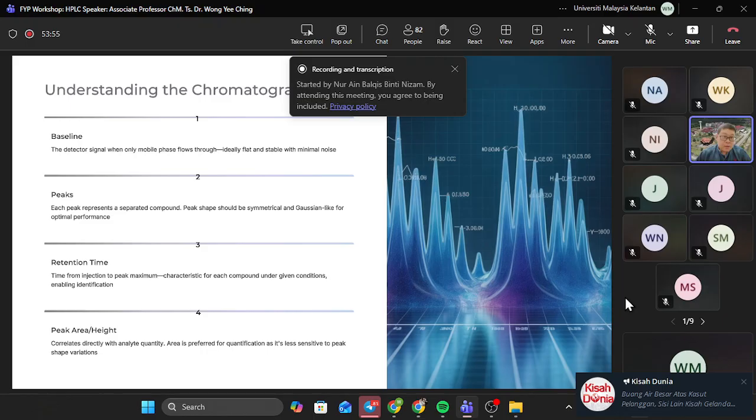This is what I already covered. Understand the chromatogram, whereby you have the baseline, the peak, retention time, and peak area. From the peak area and the height, you can calculate your concentration. This is much more towards quantification.